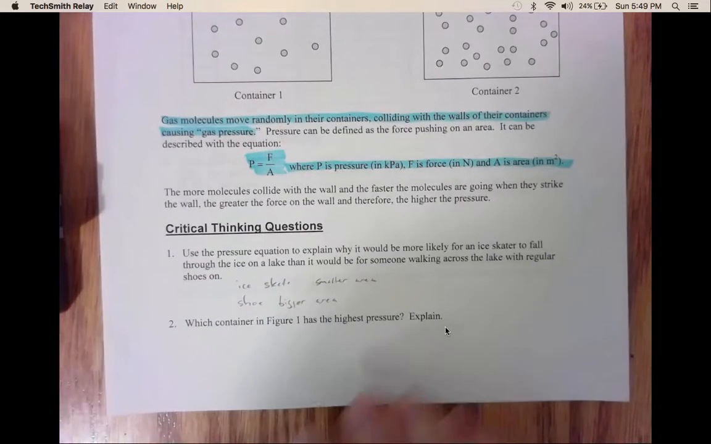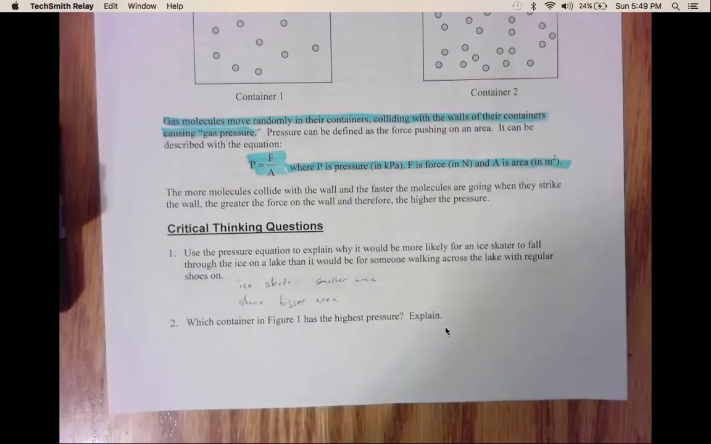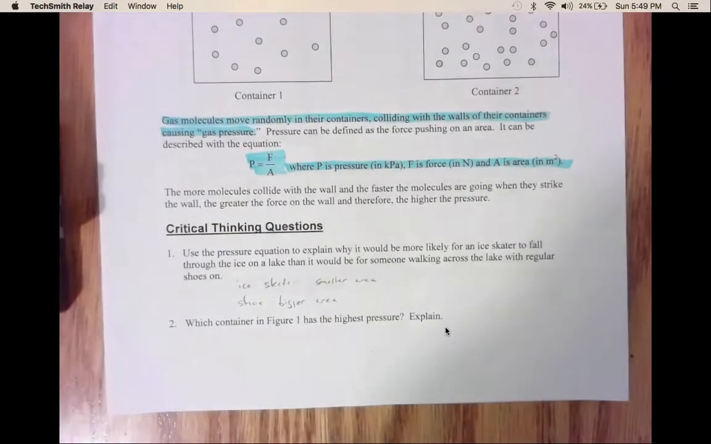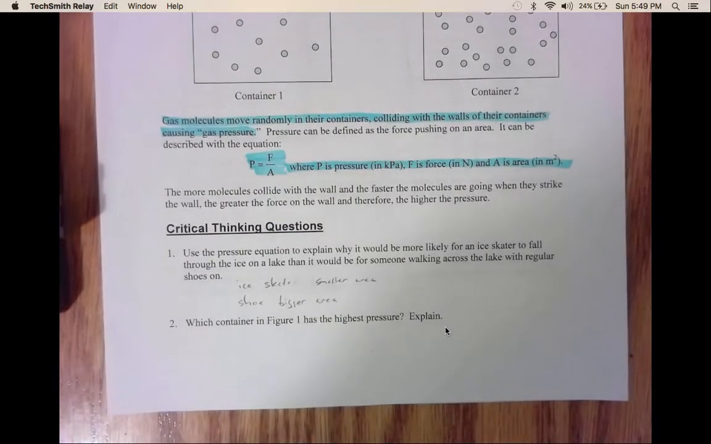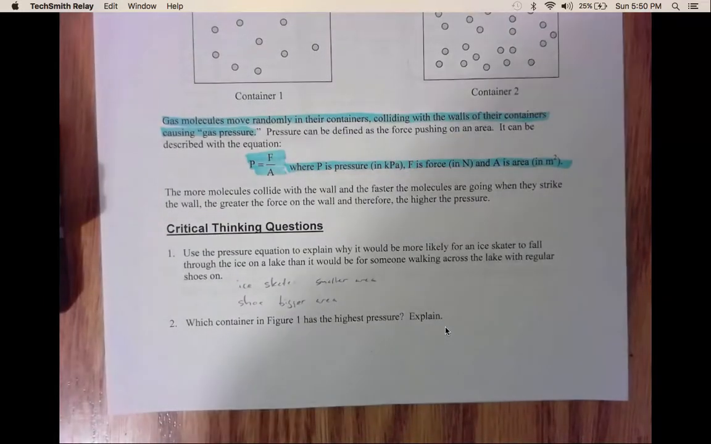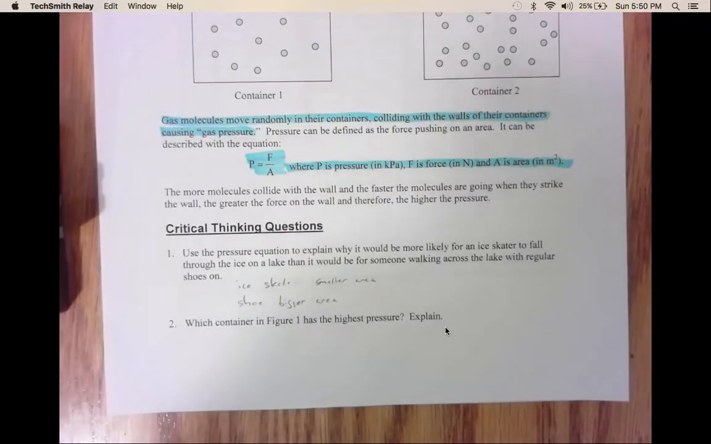When you're thinking about question 1, you have to determine: is it easier for someone on ice skates or someone with shoes to fall through a lake during the winter? For our purposes, it's going to be the same person. That way the force doesn't change. The force is the person's weight that is pushing down on the ice. That won't really change within an hour or even within a day. But what does change is the area.